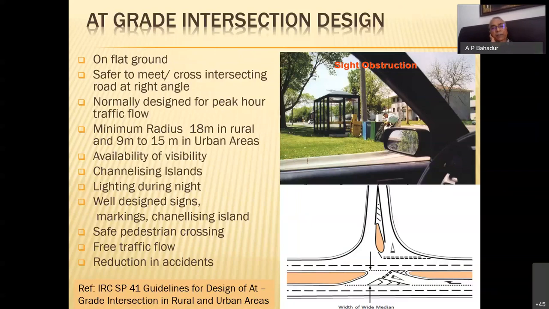Channelizing islands, lighting, especially in the night times if it's a complicated intersection or in urban areas, and well-designed signs and markings are basic tools for guiding the users to either go straight, take a turn, or slow down. If there is a significant movement of pedestrians or cyclists, then provision for their crossing, free traffic flow, and of course safety and reduction of accidents.